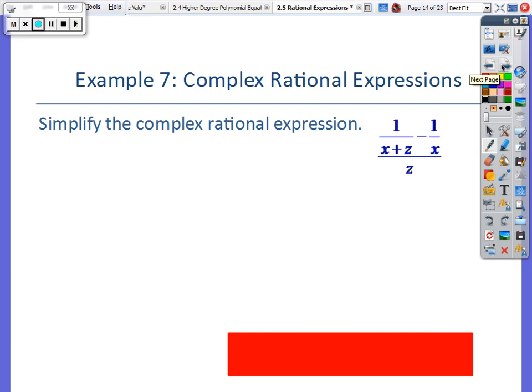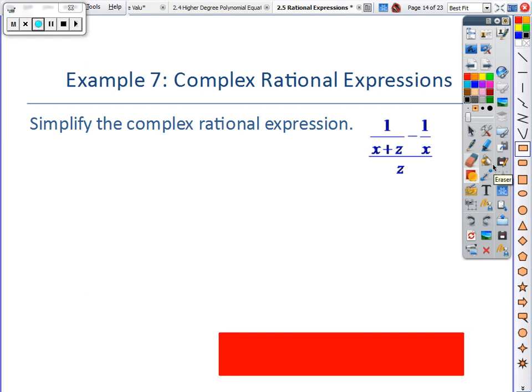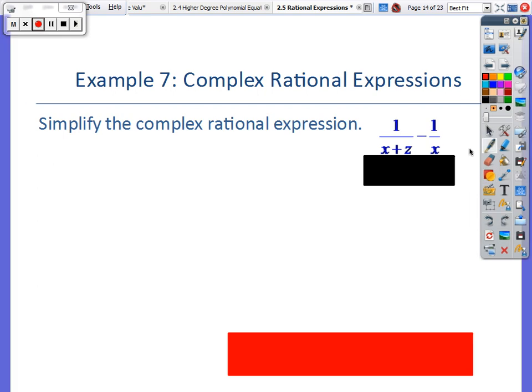Okay? So let's look at one right here. Similar to the second example you just saw on the previous screen. What we want to do on a problem like this is go ahead and start off and say, look, let's ignore the denominator of this complex fraction.